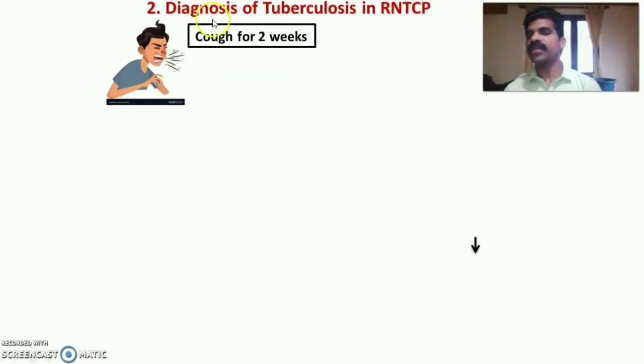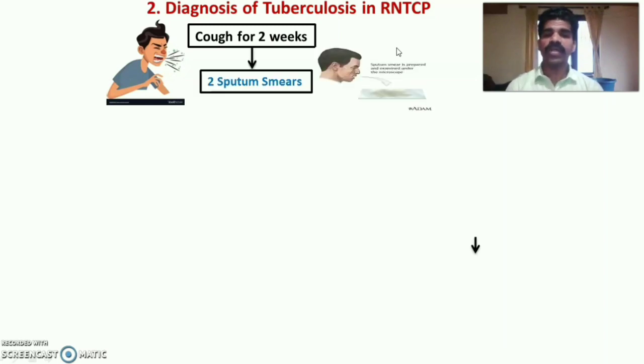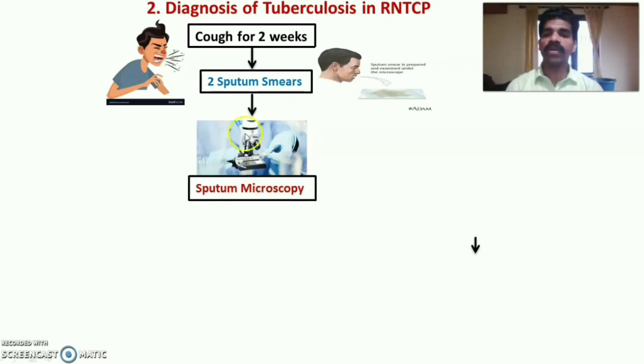In relation to the second revised strategy, let us discuss the diagnosis of tuberculosis in RNTCP, the Revised National Tuberculosis Control Program. If a person is suffering from cough for 2 weeks, that is more than 14 days, then the sputum of the patient has to be tested. That is, 2 sputum smears have to be taken for microscopic investigation. So sputum microscopy of the person suffering from cough for more than 2 weeks has to be done, with 2 sputum smears.